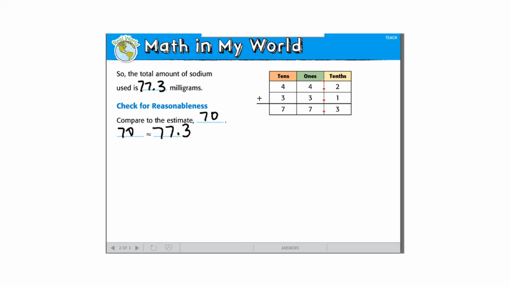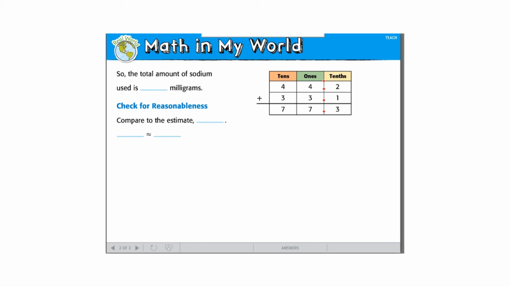The estimate wants to be 70? It said estimate 44 plus 33. So they rounded to the nearest ones. It doesn't matter. Estimates can be different things. 70 is still close to 77. But if you did 44 plus 33, if you rounded to the nearest ones, I was just rounding to the nearest tens. You could do either way. You're going to get something that's close.